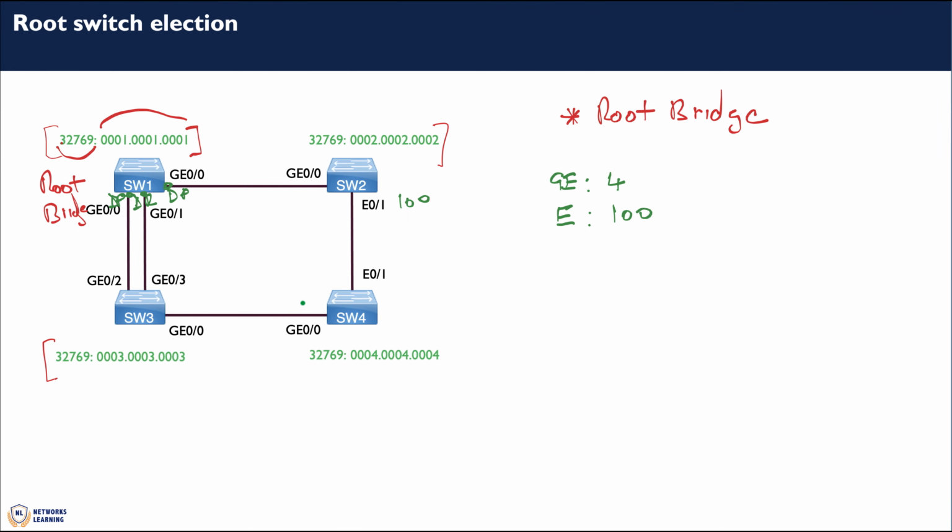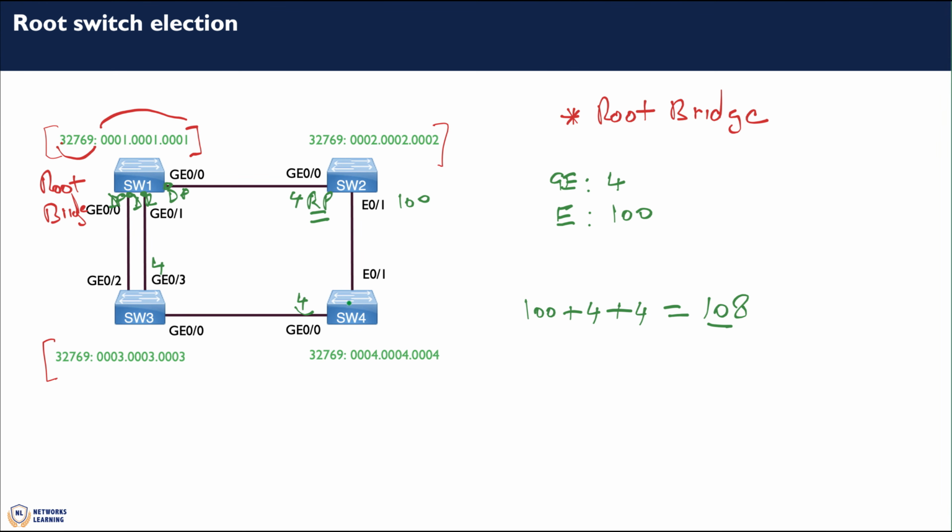And then you have a cost of 4, and then a cost of 4 out of one of these 2 links. So either I reach the root bridge via this port with a cost of 4, or I have to go via switch 4, which will be 100 plus 4 from switch 4, and then plus another 4 out of switch 3, so 108. So the quickest way, or the lowest cost, is to go directly to switch 1. So this becomes my root port.